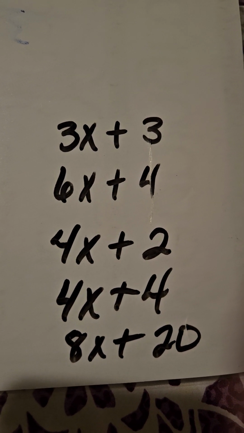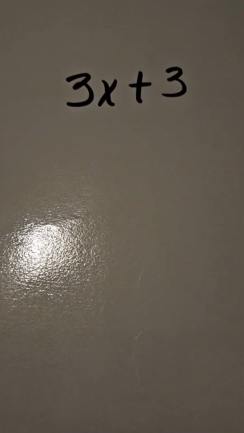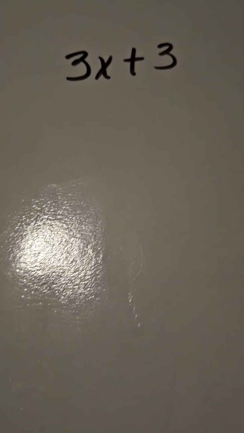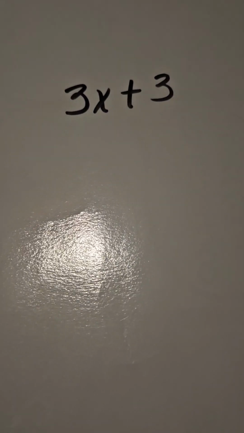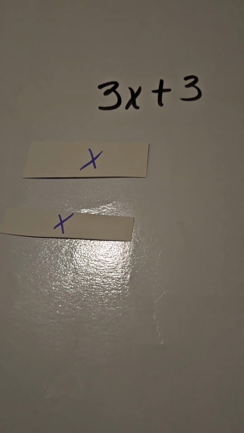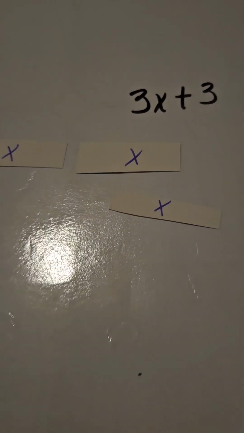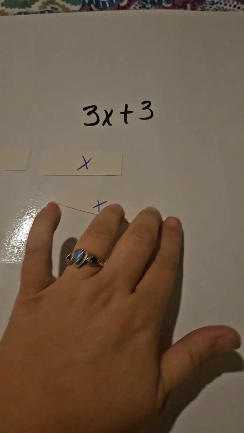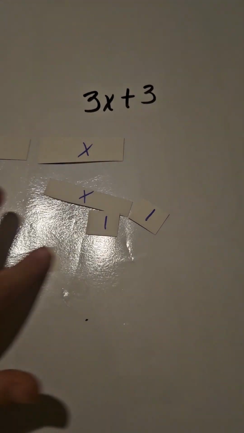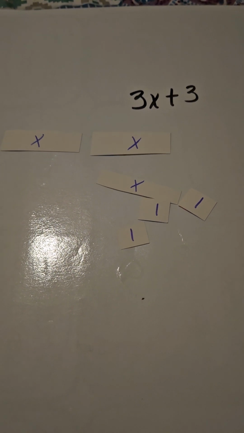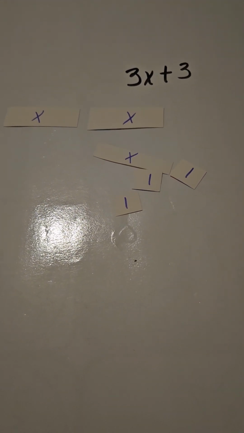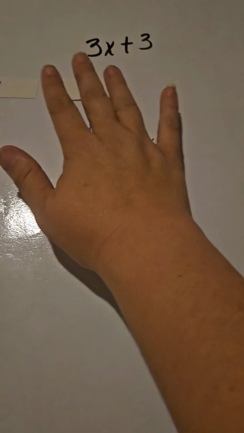If you notice, the first one is one that we did in class today. So I wrote the first problem, 3x plus 3. So this is what we were doing in class, where the 3x is how many x's do I have? There's 3 of them, and then I have to have 3 ones. Now I've got to figure out how many rows I can put this in to where each row has an even number of the x's and the ones. So let's look at it.